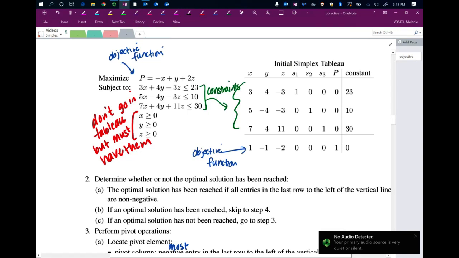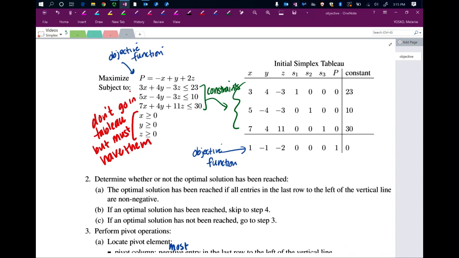We're continuing a problem we started in a previous video. We are going to solve this linear programming problem using the simplex method. In a previous video, we set up the initial simplex tableau. So we verified this was a standard maximization problem, and we took the objective function and put it at the bottom. We did some shuffling, moved all the letters to the same side.